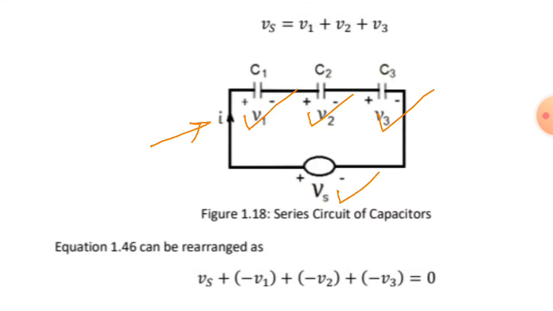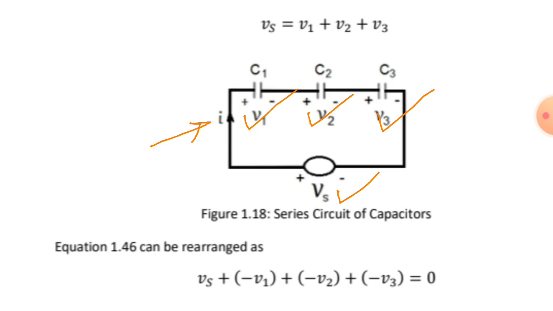So we apply KVL to this loop. According to KVL, the sum of the voltage rises in this loop will be equal to the sum of the voltage drops. So the voltage across the source is a voltage rise, V1 is a voltage drop, V2 is a voltage drop, and V3 is a voltage drop. So Vs will be equal to V1 plus V2 plus V3.